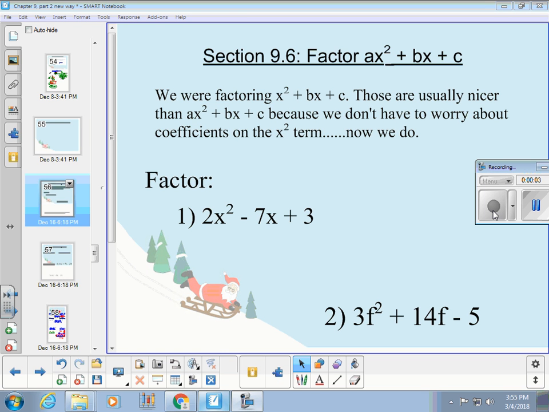Today's lesson is on section 9.6, factoring ax squared plus bx plus c trinomials. So far in this chapter, they've been pretty nice to us. They've been letting us factor either binomials or trinomials where our leading coefficient was just 1. But now we're going to start factoring, I should highlight here, we've been factoring trinomials like this, x squared plus bx plus c, but now, as I sometimes say, we're getting into big boy and big girl math.